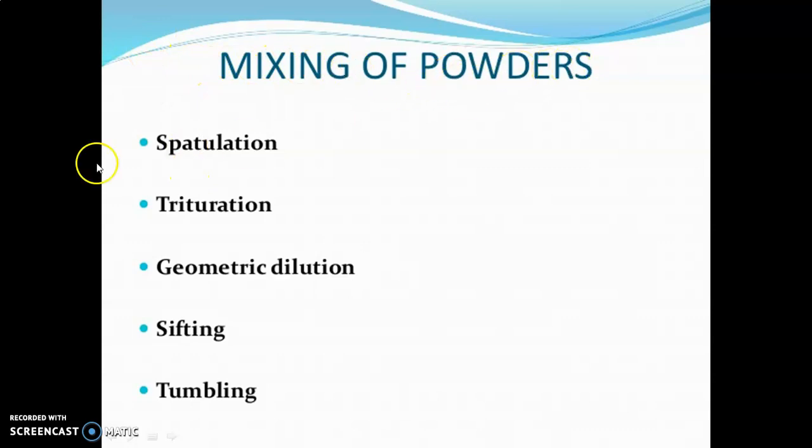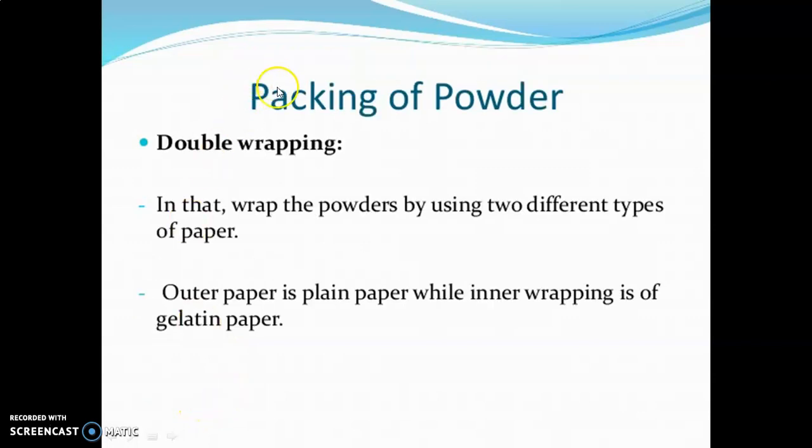Mixing of powders. It involves spatulation, trituration, geometric dilution, sifting and tumbling. Packing of powder, double wrapping. In that, wrap the powders using 2 different types of paper. The outer paper is a plain paper while the inner wrapping is of gelatin paper.